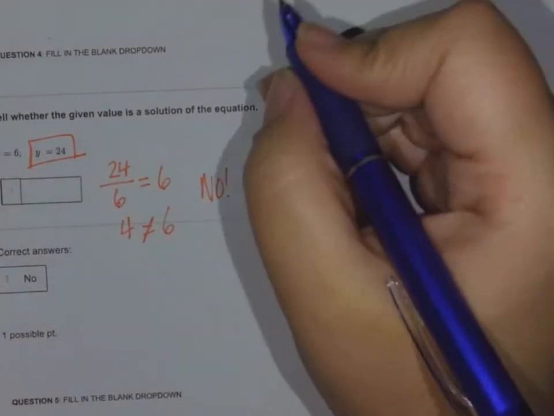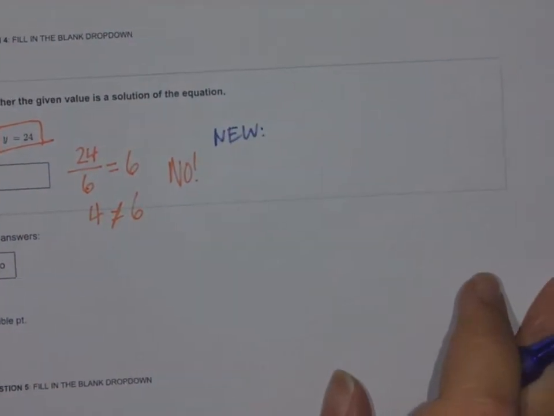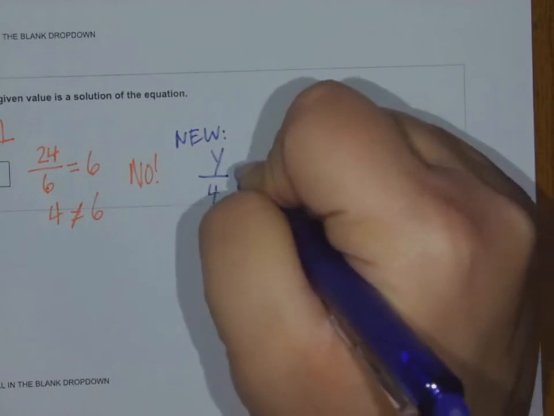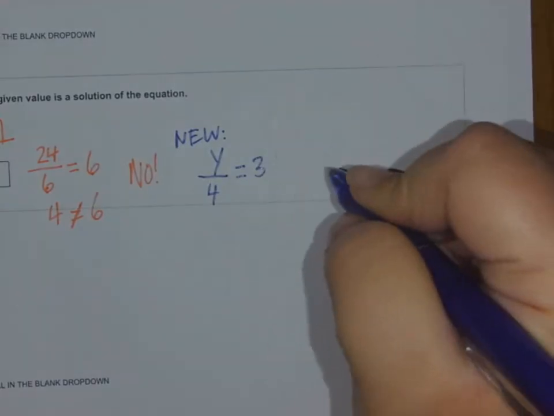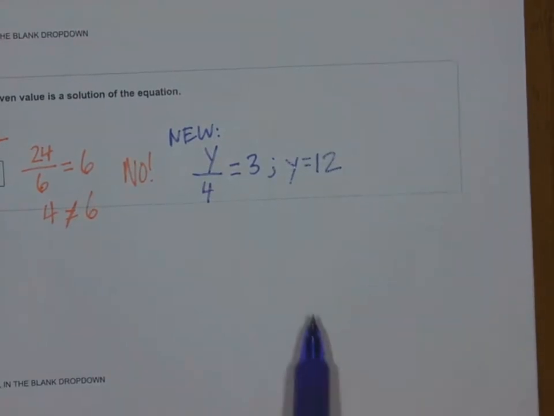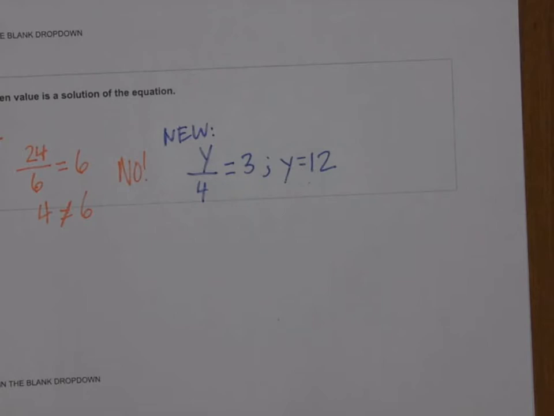Okay, if you missed number 4, try this new problem. I have y divided by 4 equals 3, and you said y equals 12. Check and see if 12 is the correct solution for that problem. Okay, moving on to question number 5.